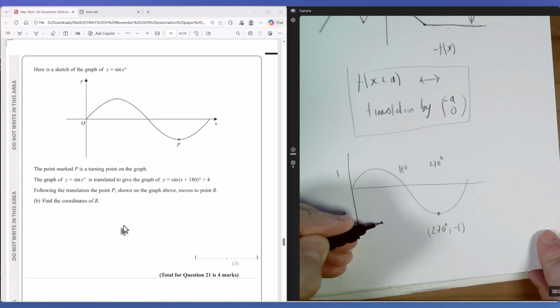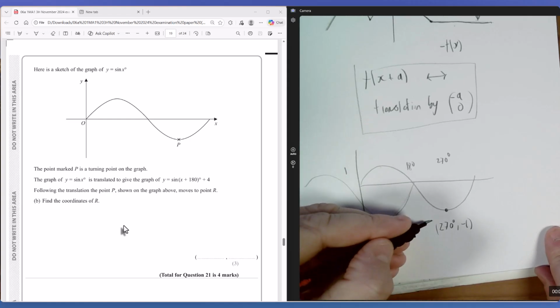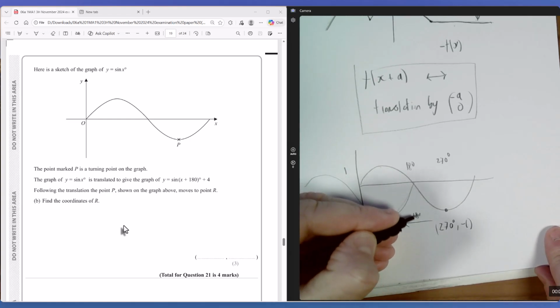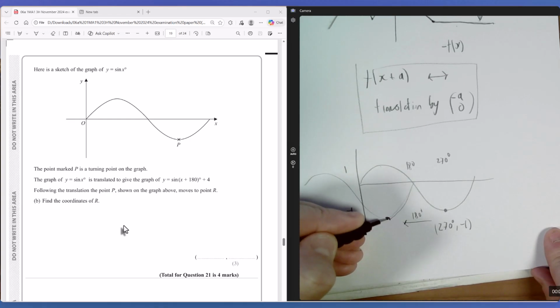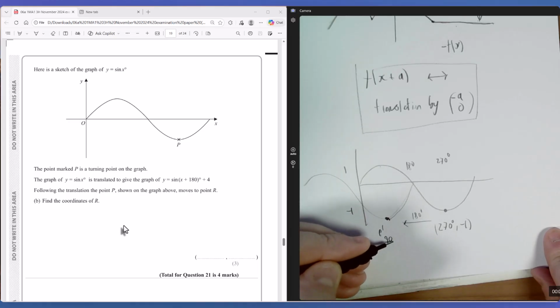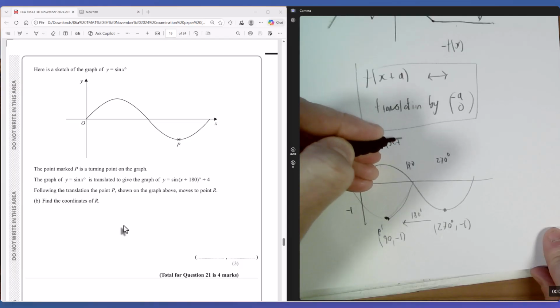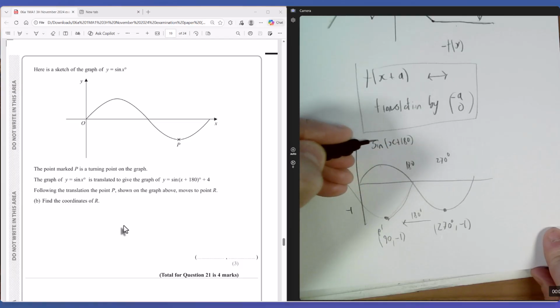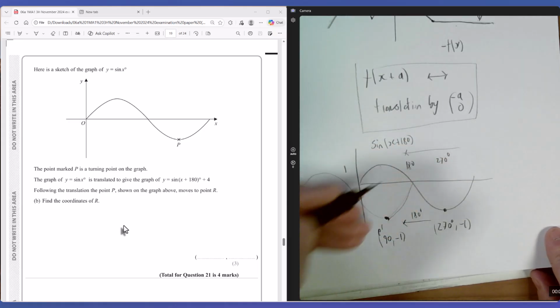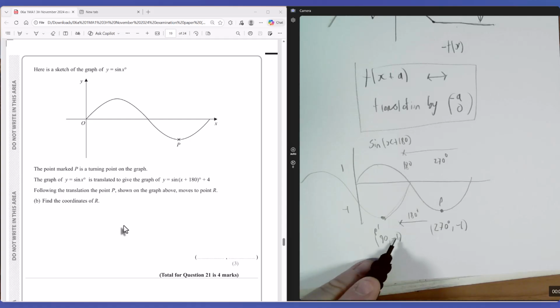So the whole graph is going to essentially have moved to the left by 180 degrees. So the image of P, if I call it P dashed, is going to end up there at 90 and at minus 1. Okay, so that's when it's had the first transformation. So this is when we've just got sine of (x add 180). So sine of (x add 180) just moves the whole graph to the left by 180 degrees. So the point P will move to 90, minus 1.